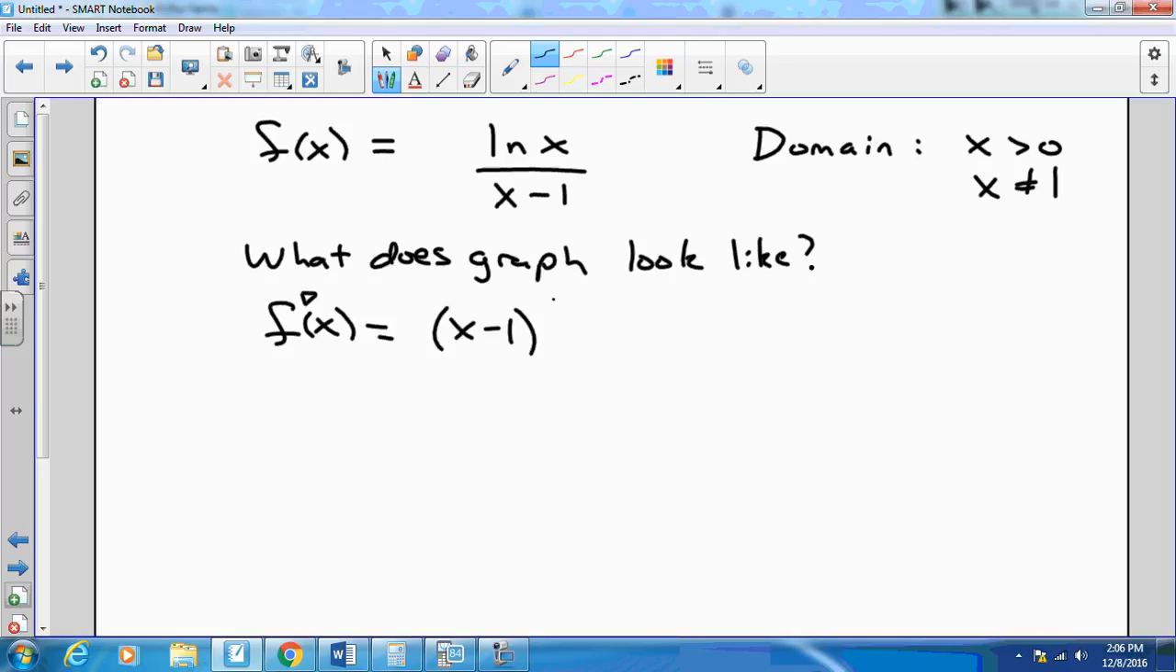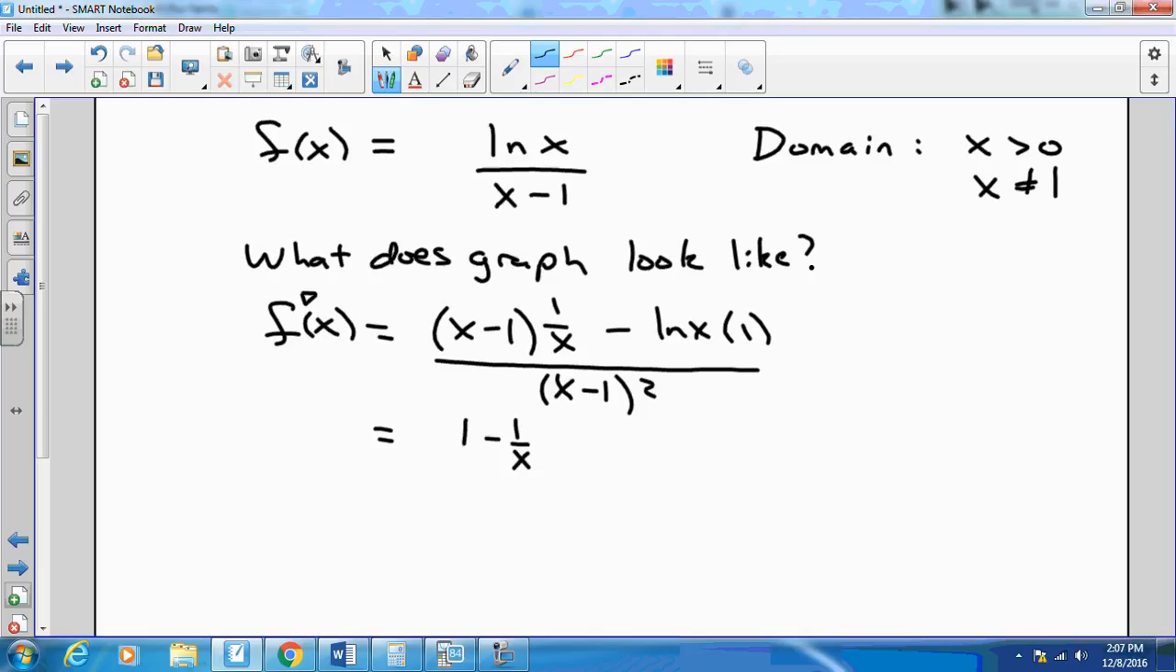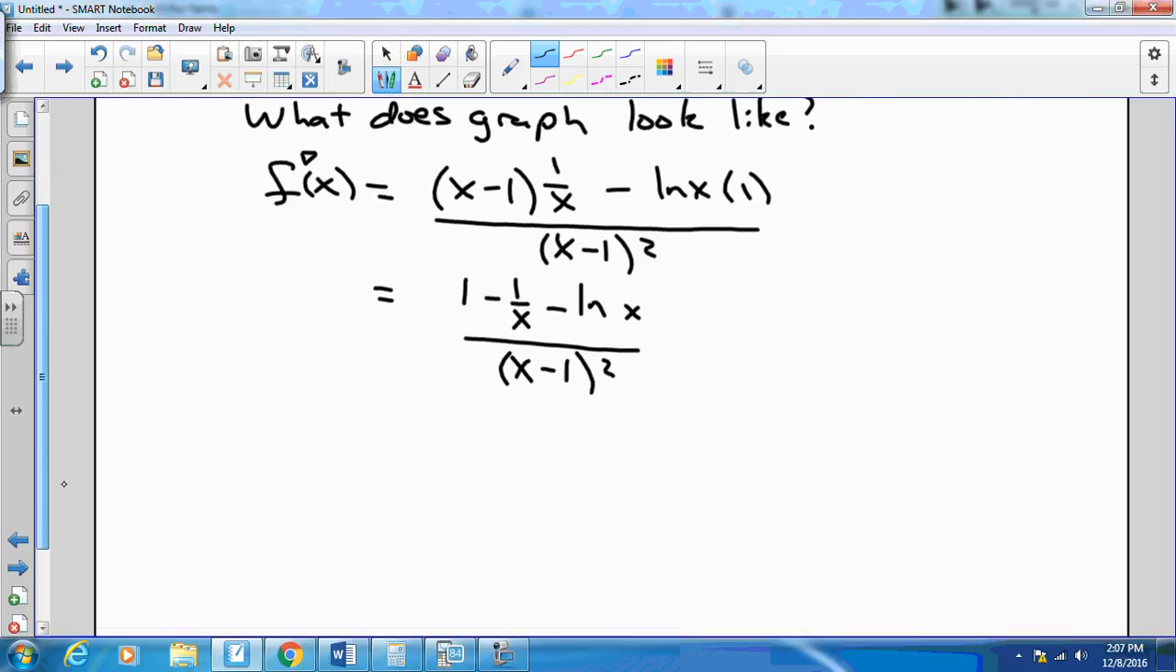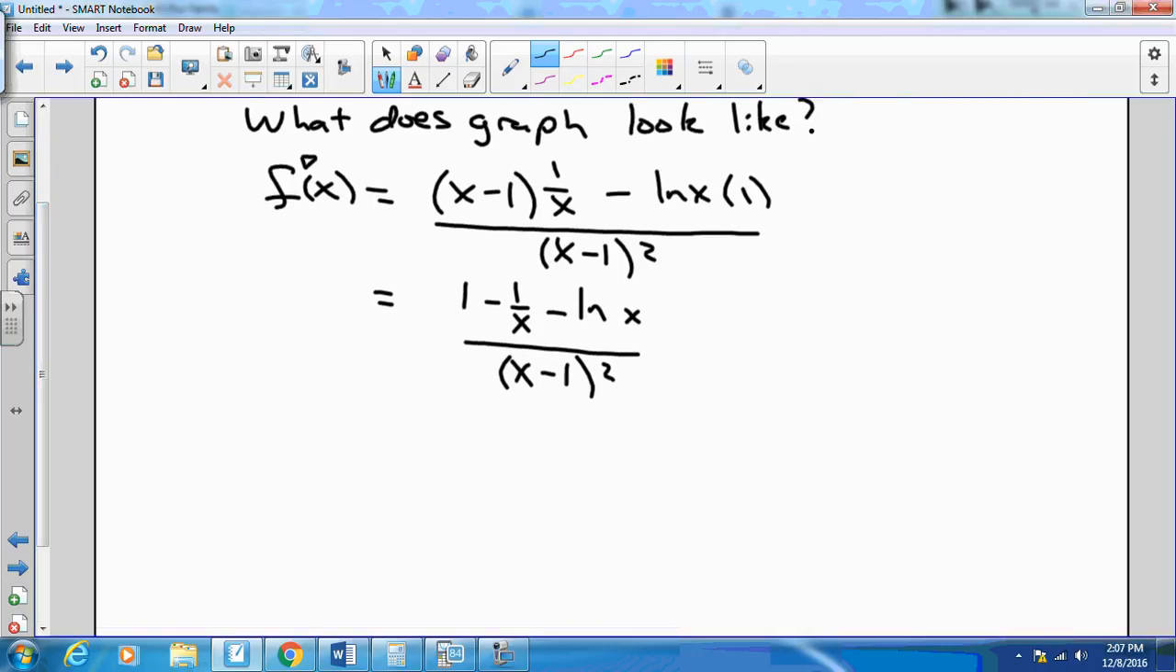And so we do our usual. Low d high, less high d low, all over denominator squared. Do I simplify or not? Here, I do, because I need to use that derivative for something. So I'm going to simplify that to 1 minus 1 over x minus ln x, all of that over x minus 1 squared.